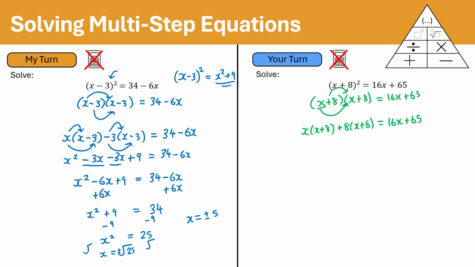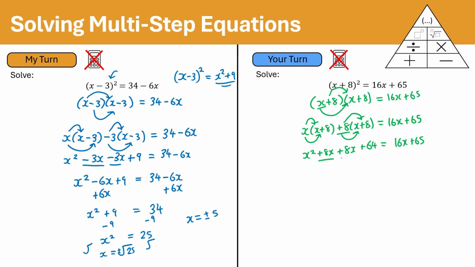I can then expand each of these brackets in turn. So x multiplied by x and x multiplied by 8. That gives me x squared add 8x. And then same idea with the second bracket. I'll do positive 8 multiplied by x to give me 8x. And I'll do 8 multiplied by 8 to give me 64. That's equal to 16x add 65.